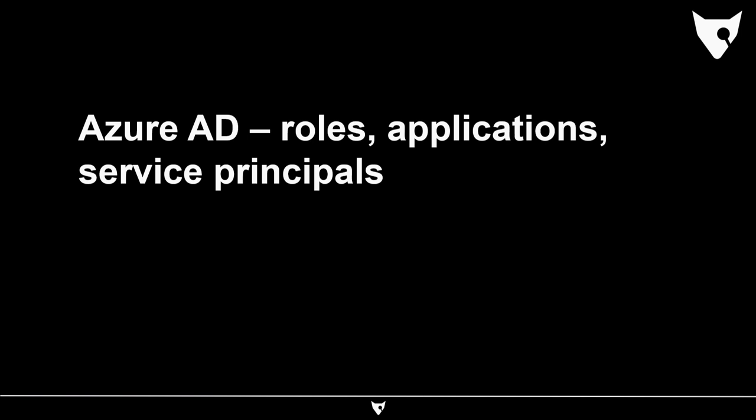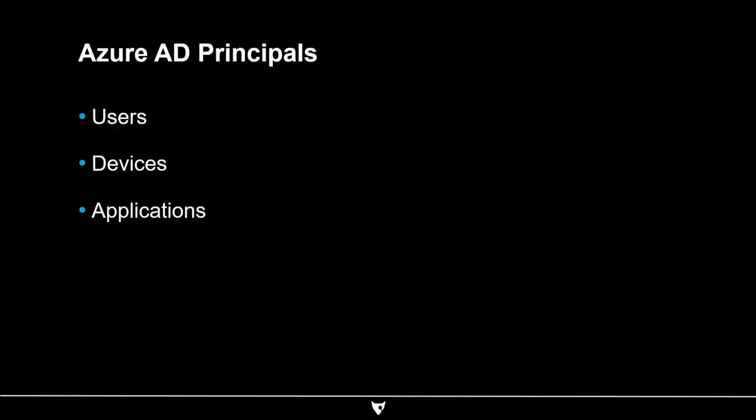So let's have a look at the architecture. In Azure AD, there are 3 major kinds of principals. First, you have the users, which often are the physical users that are in your company. And these users can, of course, have devices. A device can be like a Windows 10 laptop that can be joined to Azure AD, but it can also be an iPhone or Android that's joined to Azure AD via mobile device management. And lastly, you have applications, which we'll talk about later.